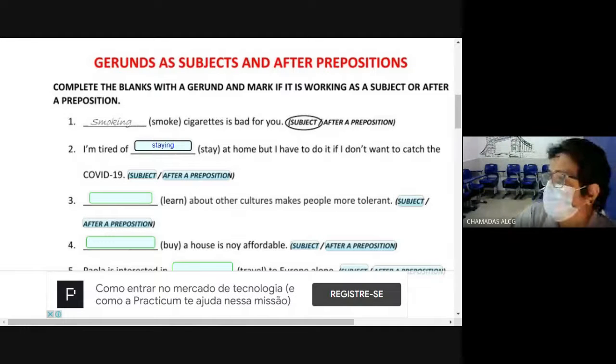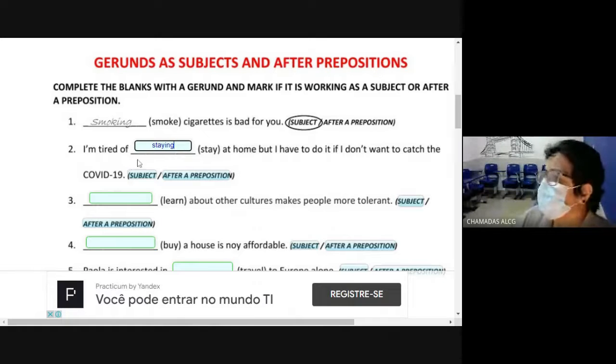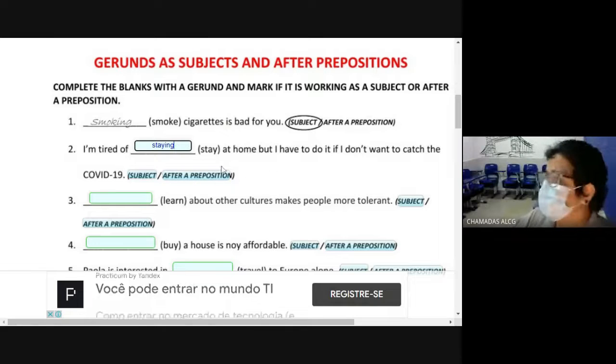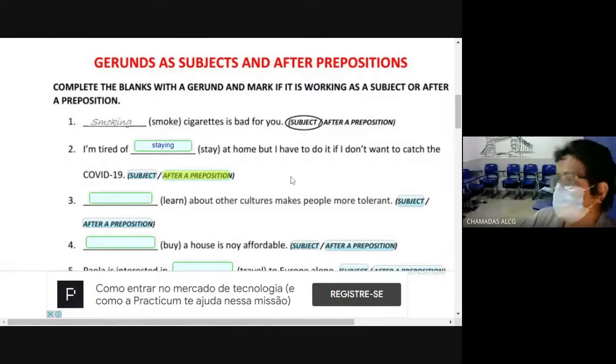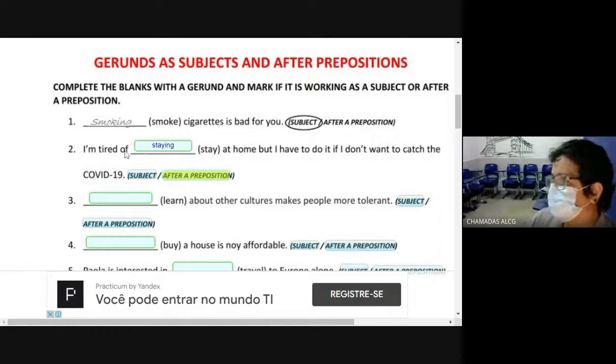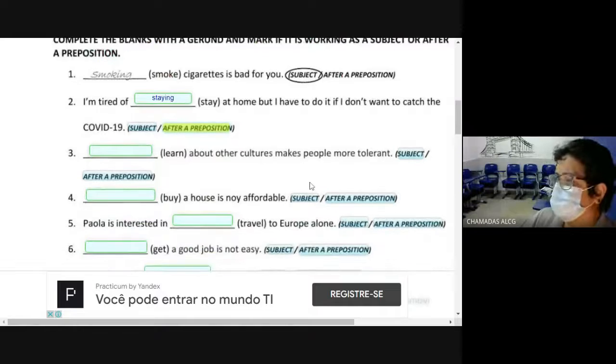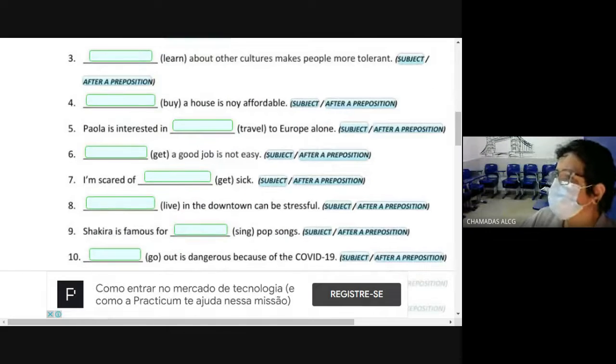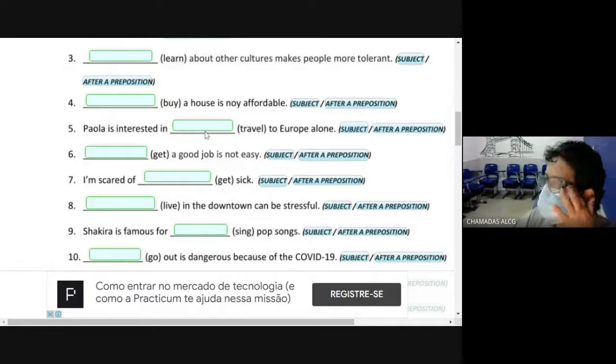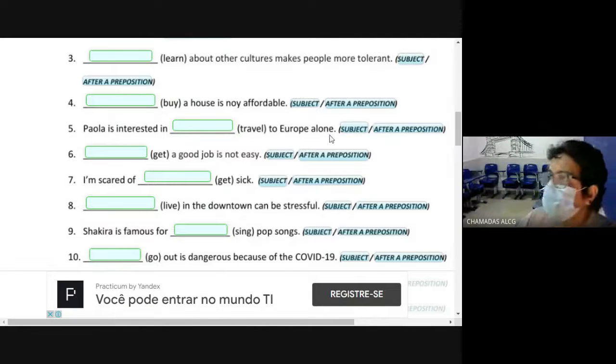Very good, Julie. Staying at home. Is this subject or after a preposition? Yes, after a preposition, okay? Of, all right? So now I'd like you to do from number 3 to number 10, and then we correct.